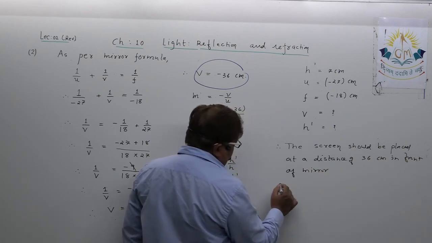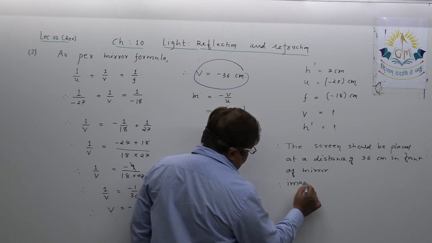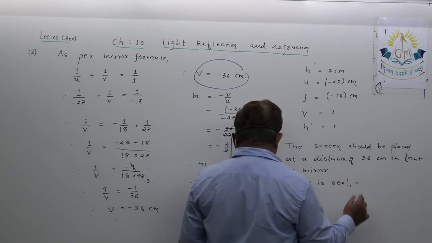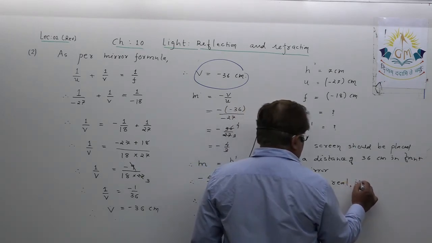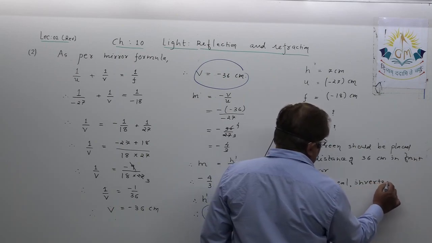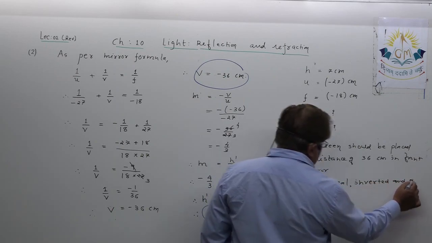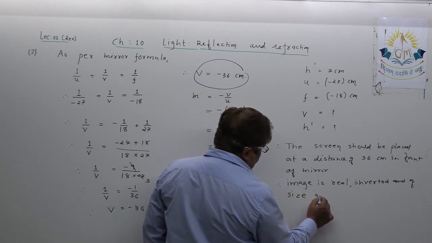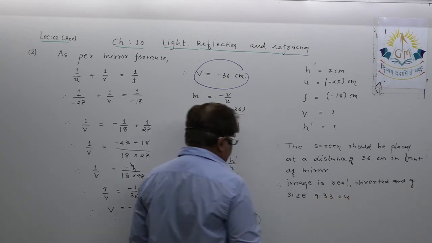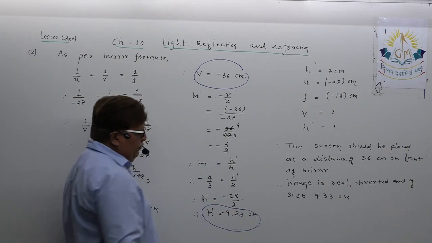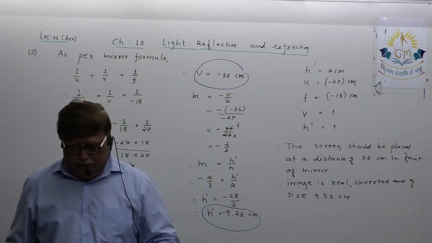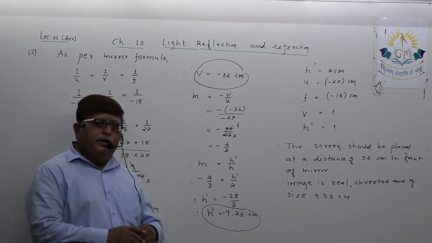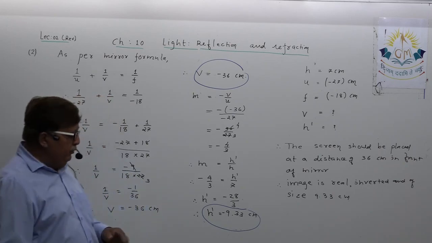and the image is real, inverted and of size 9.33 centimeter. Here you may place a negative sign, but in the final answer don't place any negative sign. You understood this?